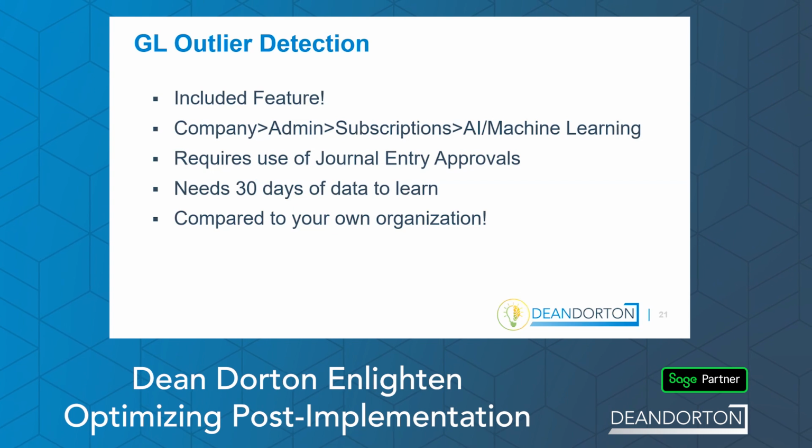If you are ready to utilize GL outlier detection, you're going to go to Company, Admin, Subscriptions, and then look for AI and machine learning. Okay, so you'll want to turn that on. That will help to enable the GL outlier detection. There is a little bit of time that you need: you'll need the journal entry approvals turned on. You'll need 30 days for this to go into place. But once those 30 days of data is completed, then it will start returning those items for your review.